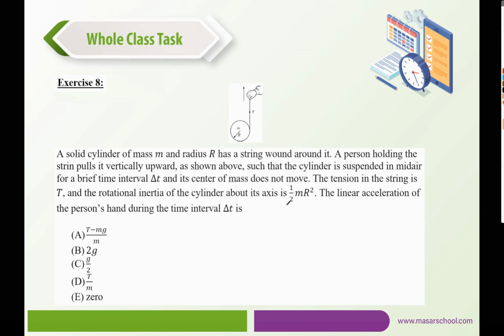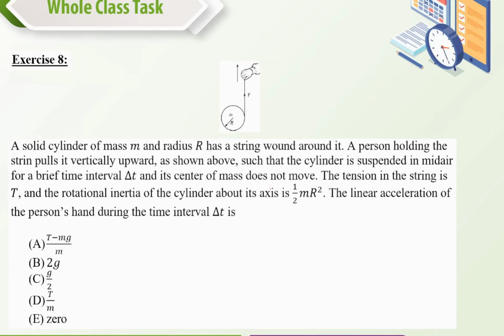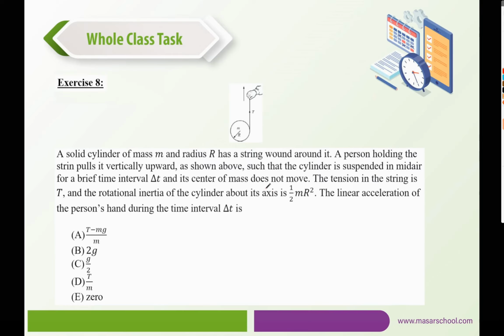Now exercise 8. A solid cylinder of mass m and radius r has a string wound around it. A person holding the string pulls it vertically upward as shown above, such that the cylinder is suspended in mid-air for a brief time interval delta t and its center of mass does not move. This is very important. Now the cylinder is not moving either up or down, so it's being held in its place, which means we have translational equilibrium. This is important, I will explain why.